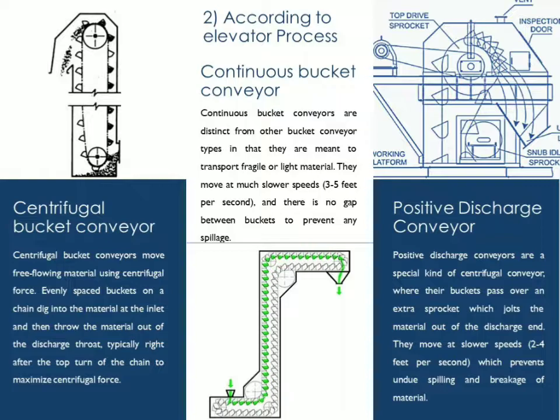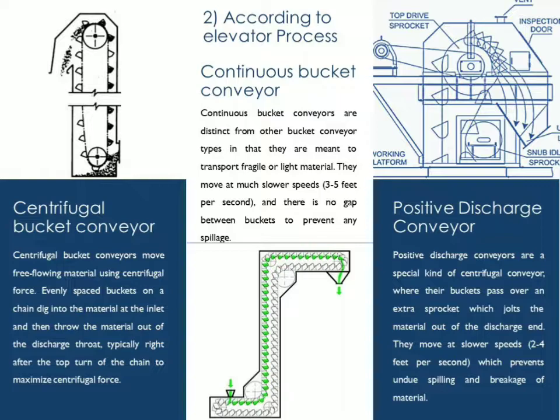Continuous bucket conveyor. Continuous bucket conveyors are distinct from other bucket conveyor types in that they are meant to transport fragile or light material. They move at much slower speeds, 3 to 5 feet per second, and there is no gap between buckets to prevent any spillage.